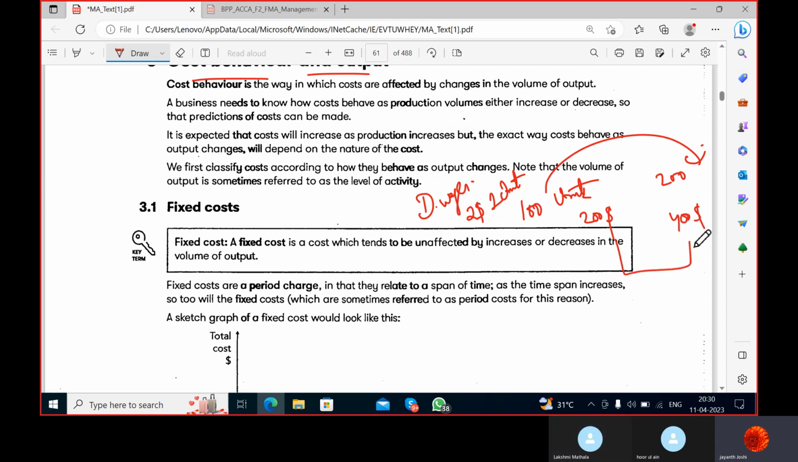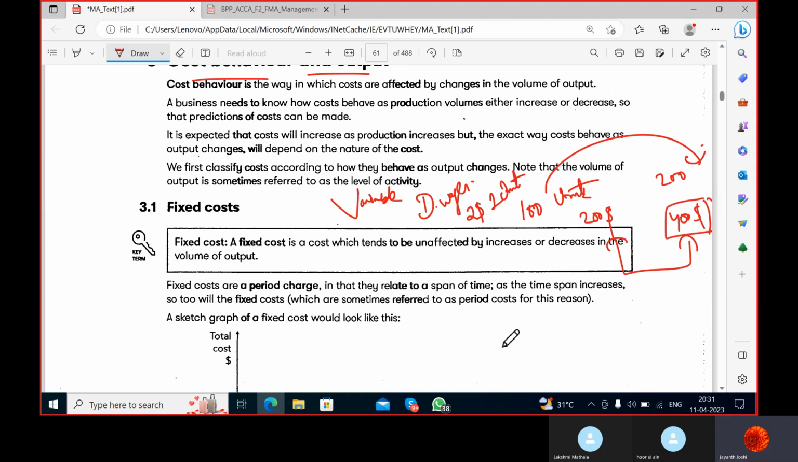Is this fixed nature cost or variable nature cost? Variable. Of course, variable nature. Why? Because as you increase the number of units, the cost has also increased.